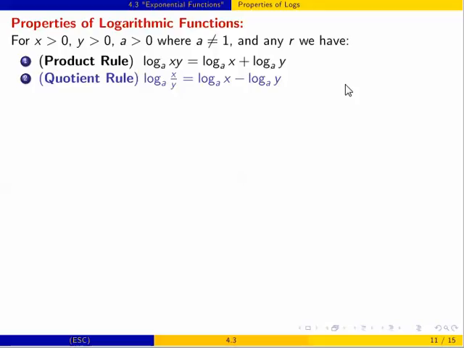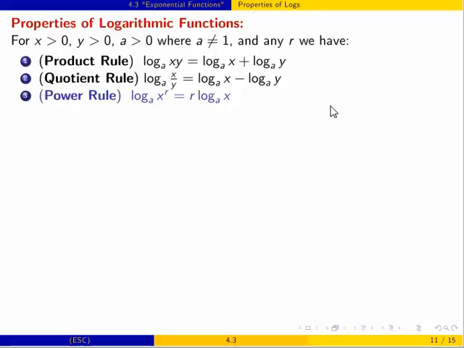The next property is the power rule, which basically says that if you have an x or some base to the power r, you can literally just bring down the power r next to log on the left-hand side and multiply the power by log. Okay, and then the last two properties are for simplification. So these first three properties are to expand or condense logarithmic expressions.